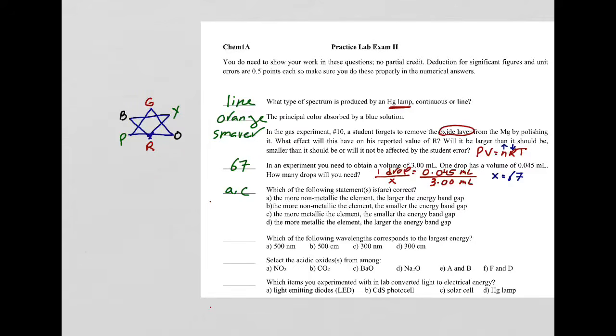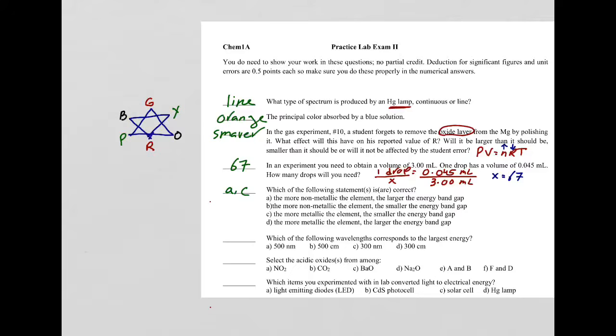Basically, if you are non-metallic, you have a large energy band gap. And for a metal, they have a smaller energy band gap. So A and C basically just say if you're non-metallic, you have a large energy band gap. If you're metallic, you have a small energy band gap. And that's why when you are a metallic element, because you have a smaller energy band gap, it conducts electricity. So far, so good.